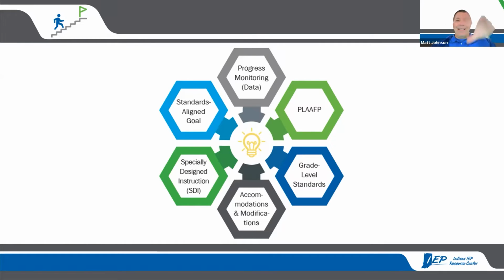Now in the existing data section, there's a space for the big review of present levels and data there. But we want to make sure in this case for goals, we're really focused on that specific piece. So we'll look at grade level standards a bit. We'll talk about accommodations, modifications, and then specially designed instruction will lead us right into standards aligned annual goals. So let's go ahead and dive in here.